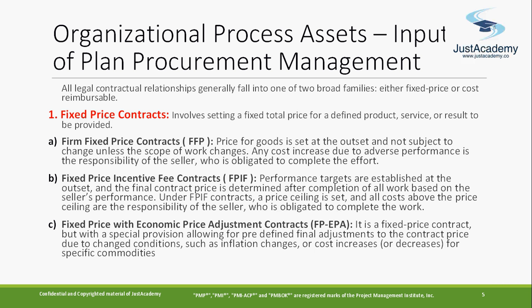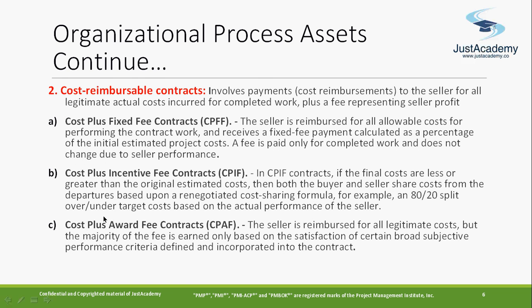There will be a discussion, and the seller can say, hey, initially this was the price, now suddenly it has increased 100 times or 50 times, so we'd like to have some adjustment. This is a little bit flexible, and the seller has at least something, they don't have to bear the full cost if the price increases suddenly. So in the fixed price contract we have three types: fixed price, fixed price incentive fee, and fixed price with economic price adjustment.